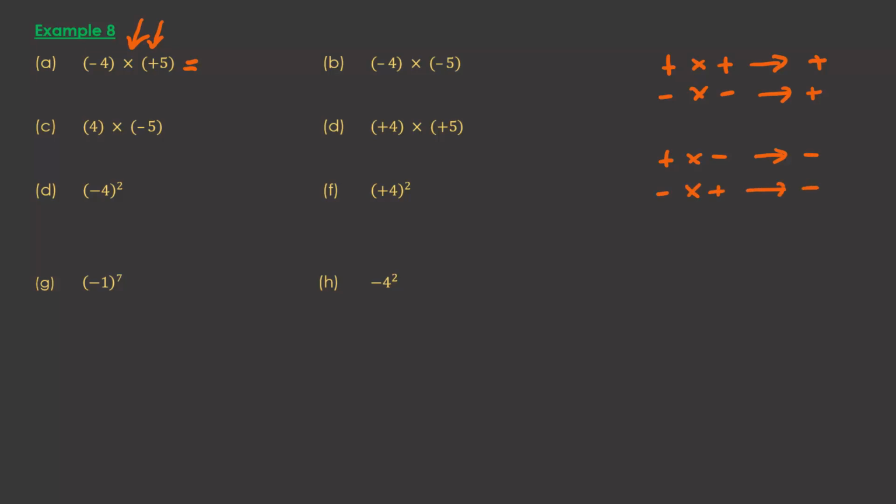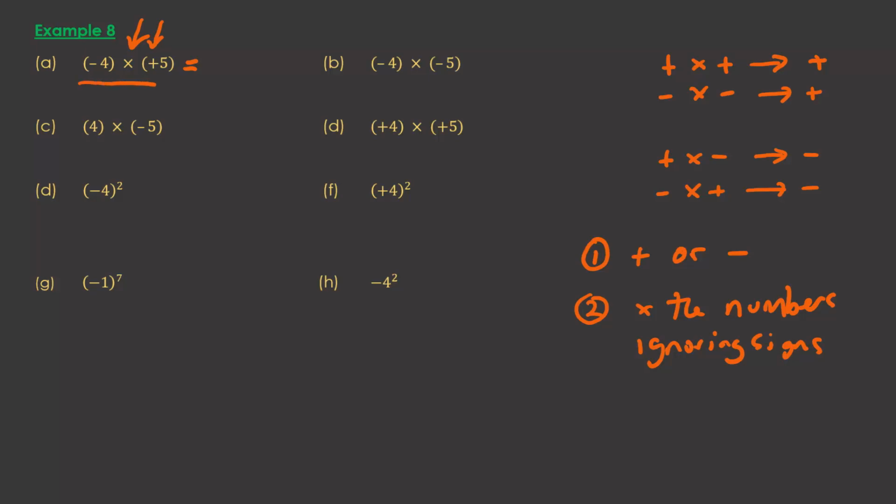So I always do this in 2 stages. 1, is the answer going to be positive or negative? And then 2, just times the numbers, ignoring signs. We are doing, in this question, a negative times a positive. And that means that the answer is going to be negative. And then ignoring the signs, I just do 4 times 5, which is 20.